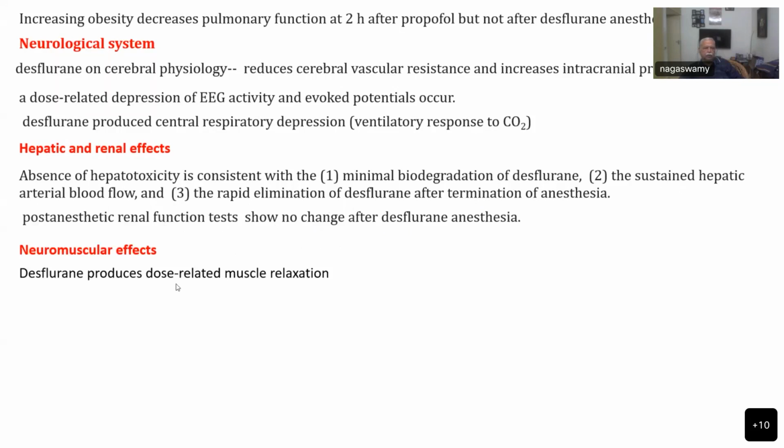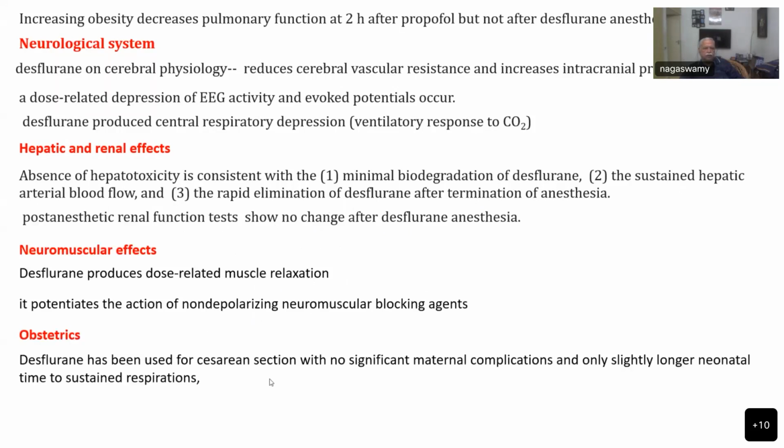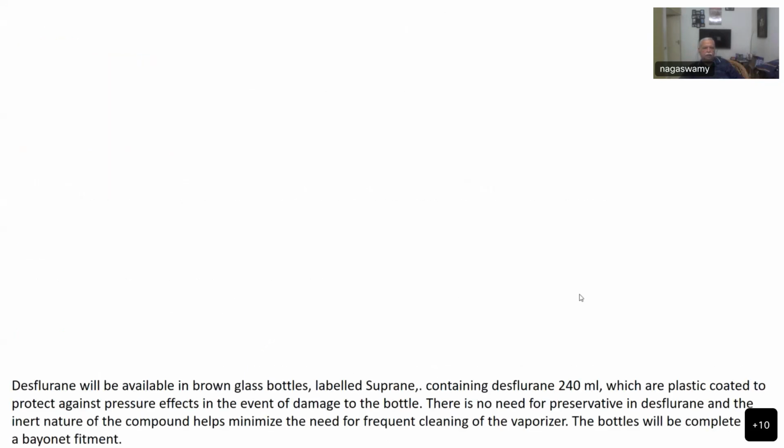Neuromuscular effects: Desflurane produces dose-related muscle relaxation and potentiates NDMR blockers. In obstetrics, Desflurane has been used for cesarean section with no significant maternal complications and only slightly longer neonatal time to sustained respirations. Desflurane has been well tolerated when used for labor analgesia also. For labor analgesia, they give sevoflurane in oxygen for analgesia. Similarly, they have tried this also, but again, because of the pungent odor, it may not be the right drug of choice. And Desflurane is available in brown glass bottles.